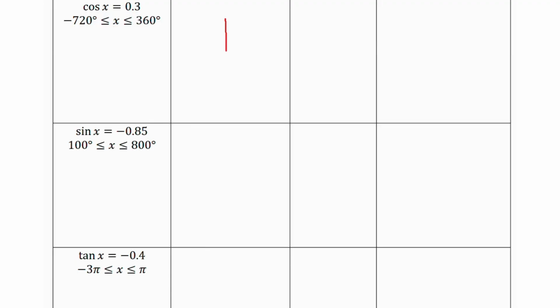Cos of x is equal to 0.3. Where is cos positive? It is in quadrants 1 and 4. And we're going between minus 720 and 360. So first of all, let's do the positive bit. From 0 round to 360, going that way round, there are two solutions. And then going backwards to minus 720, going to go all the way around to minus 360, and then all the way around again to minus 720. So I've then got 1, 2, 3, 4 more solutions. That is 6 solutions in total.